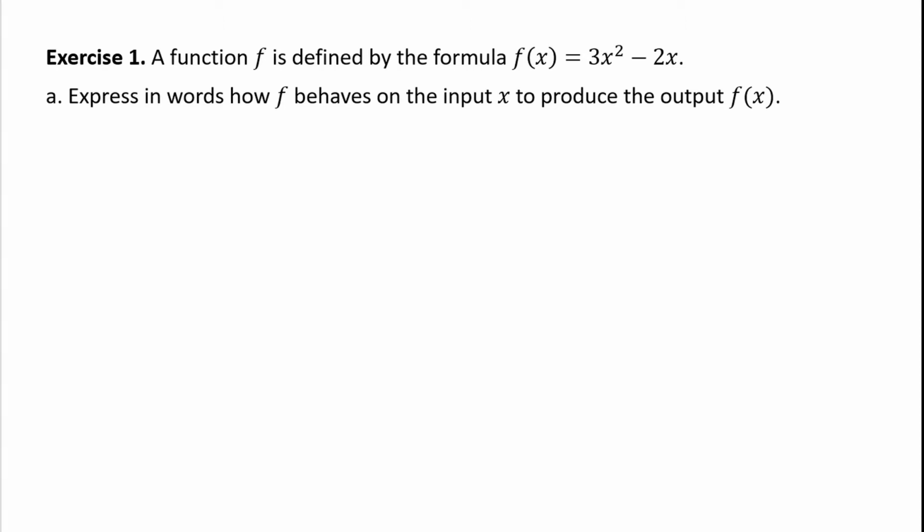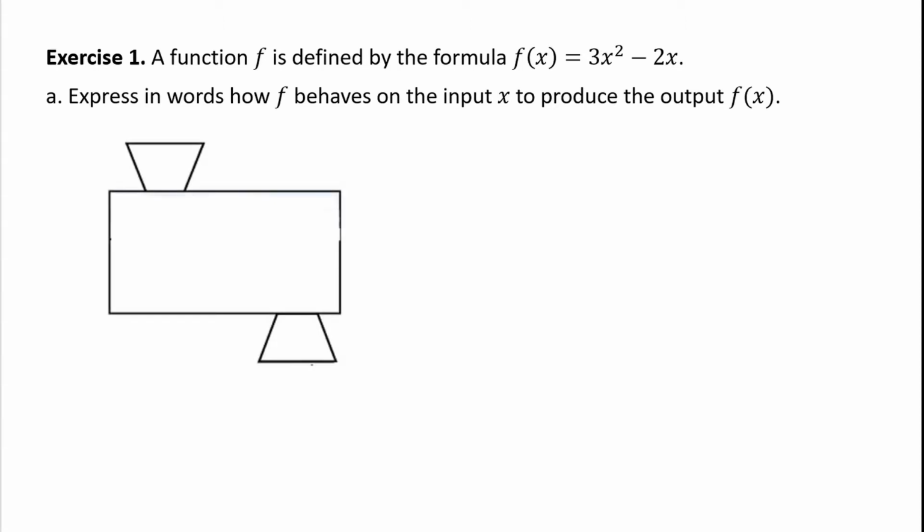Exercise 1. A function f is defined by the formula f of x equals 3x squared minus 2x. A. Express in words how f behaves on the input x to produce the output f of x. Before we write the answer, let's examine function behavior. The mathematical function behaves much like a machine. An x input, processed through the machine 3x squared minus 2x, and an f of x output. Notice, one thing in, one thing out.